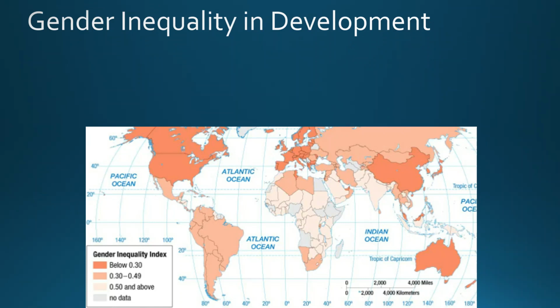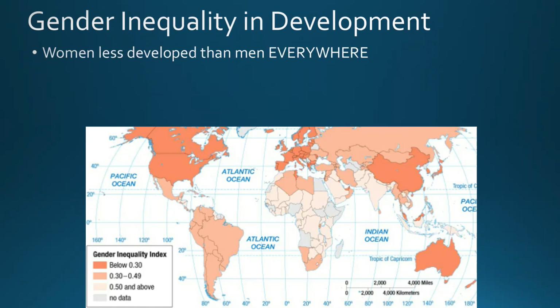I want to talk a little bit about gender inequality in development. Women are less developed than men everywhere. That is a terrible sentence. It makes us sound like we are just less developed. Somehow we are not as intelligent. That is not true. What I mean by women are less developed everywhere is that generally speaking, everywhere globally, women make less money for the same job.